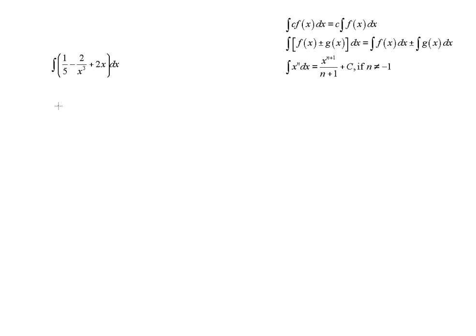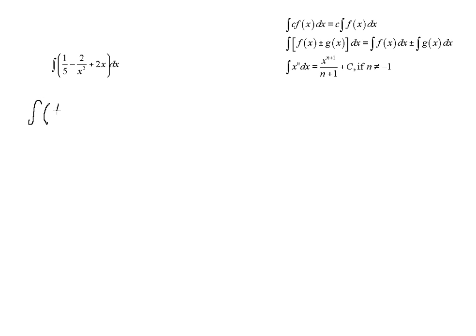Okay, we have another antiderivative here, and it's the indefinite integral, or the antiderivative, of 1/5 minus 2 over x cubed plus 2x. And this is one where it may not be readily apparent what to do, if you haven't done this long enough. And so a lot of times what we'll do is we'll rewrite this integral so that we know what to do.